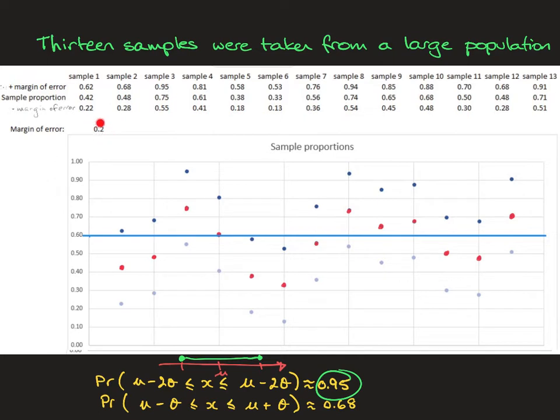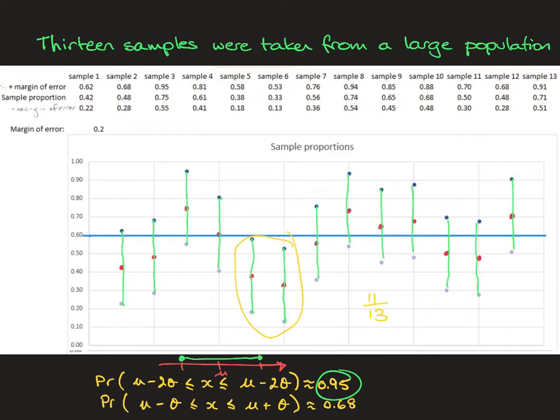So I've doubled the margin of error again, and I'll just fill in the intervals for us so we can see them very clearly. And now you can see that there's only a couple of intervals, this one here and this one here, that don't contain the population proportion. And so now we've got 11 out of 13 of our samples with their intervals attached containing the population proportion.